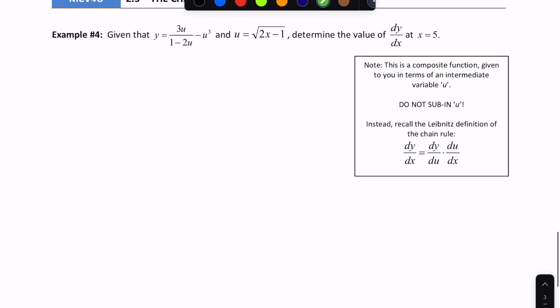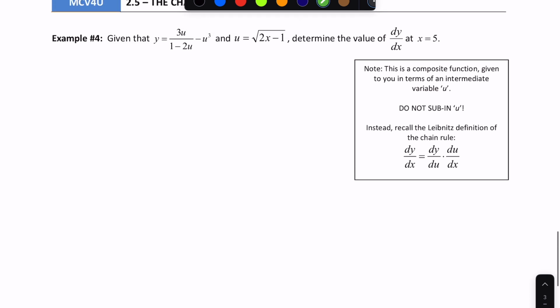Okay, let's finally look at this last example here. And this last example says, given that y is equal to 3u over 1 minus 2u minus u cubed, and u is equal to the square root of 2x minus 1. And so that's going to be inside the function.